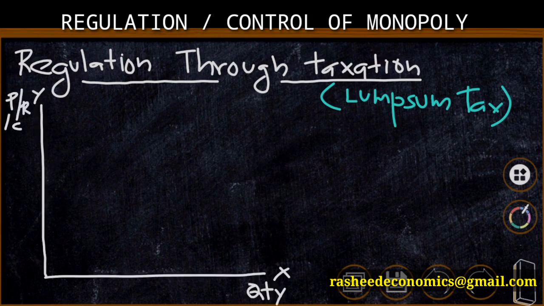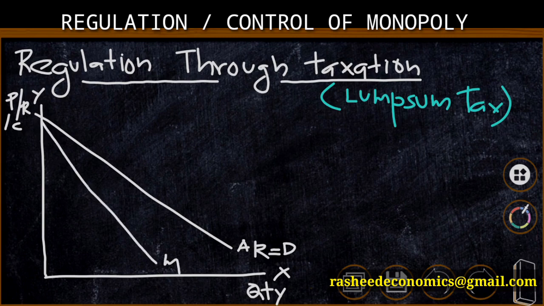As in the normal case, we are having x-axis and y-axis. We have drawn the average revenue curve, which is equal to the demand curve. Corresponding to this average revenue curve, a marginal revenue curve is drawn. Now we are going to plot the marginal cost curve. This is the marginal cost curve before the imposition of lump sum tax.